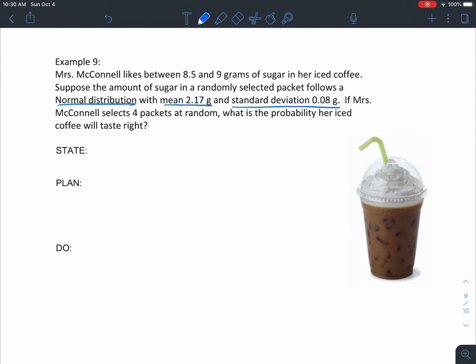So I'm going to be selecting 4 packets of sugar and putting that in my iced coffee, and I really want the end result to be that there's between 8.5 and 9 grams of sugar in my iced coffee for it to taste right. We're going to start out with the state step, where we state the given information. We're going to let X represent the amount of sugar in just one single packet of sugar. We were told the shape is normal. The average amount of sugar is 2.17 with a standard deviation of 0.08.